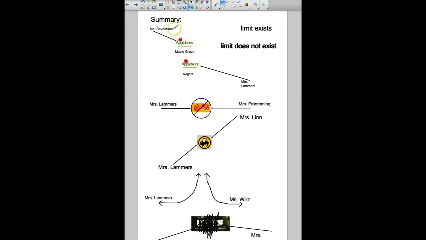This is how I remember it. Oh, I typed that wrong. This is how I think about limits that don't exist.